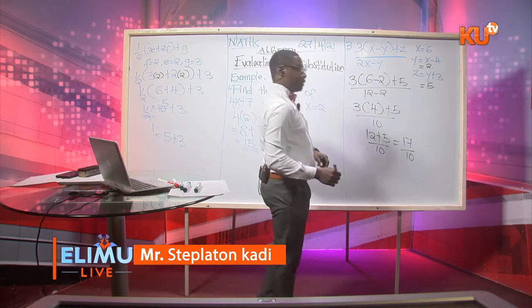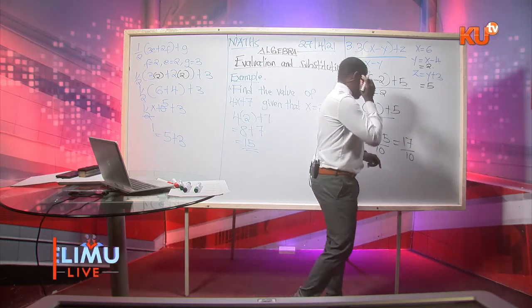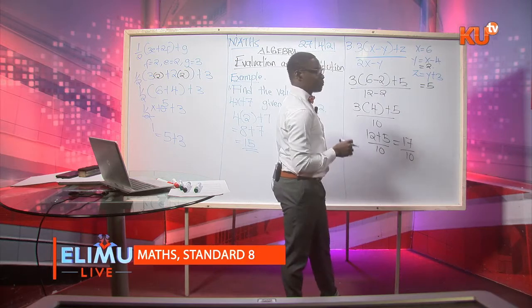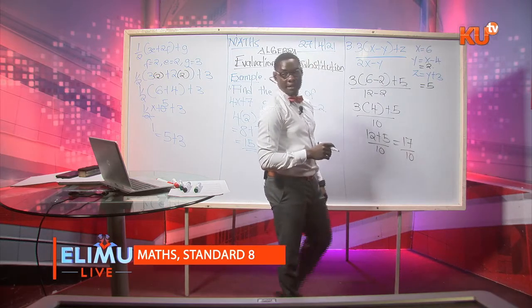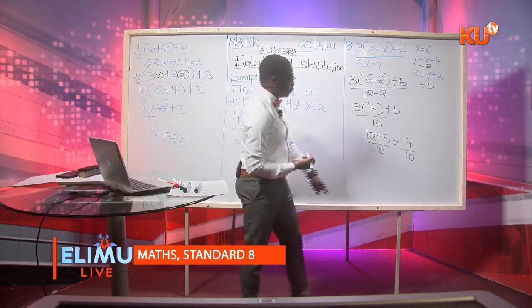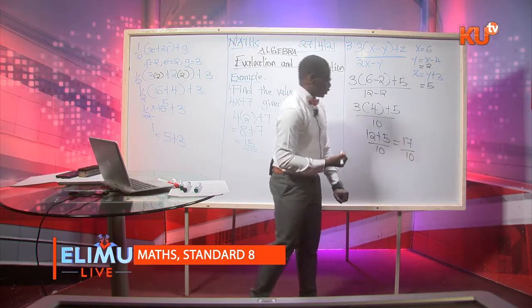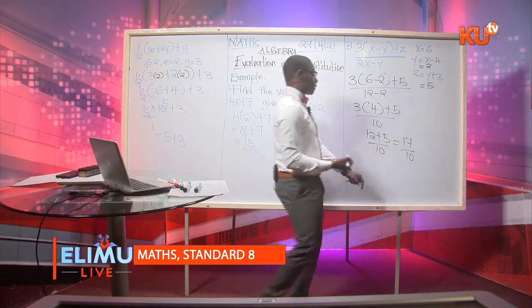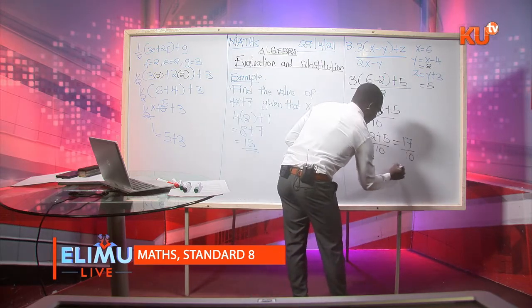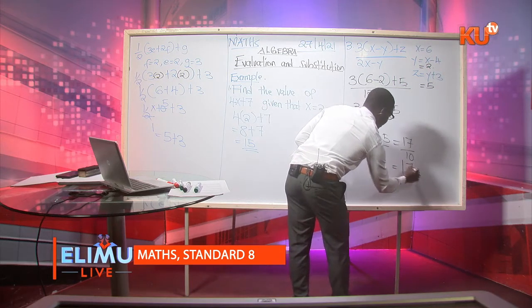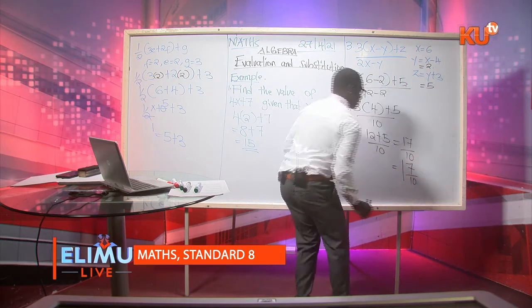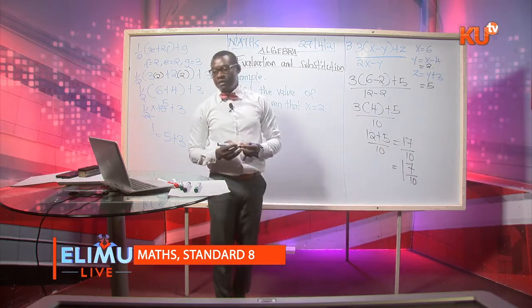Now remember, when we started learning this topic, I said we cannot have an improper fraction as your answer. So in this case, what do we do? We change the improper fraction into a mixed fraction. So 17 divided by 10, you get your answer as 1 and 7 over 10.